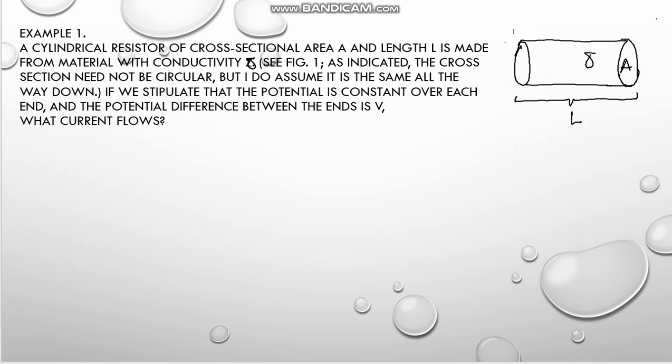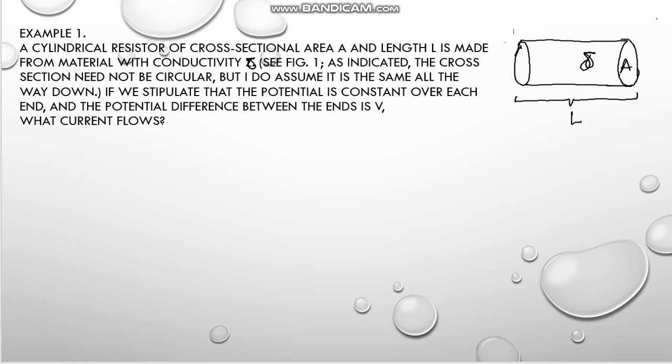So now we are going to solve an example on Ohm's law. This example says that we have a cylindrical resistor of cross-sectional area A, and the length of the resistor is L, and it is made from a material having conductivity sigma.